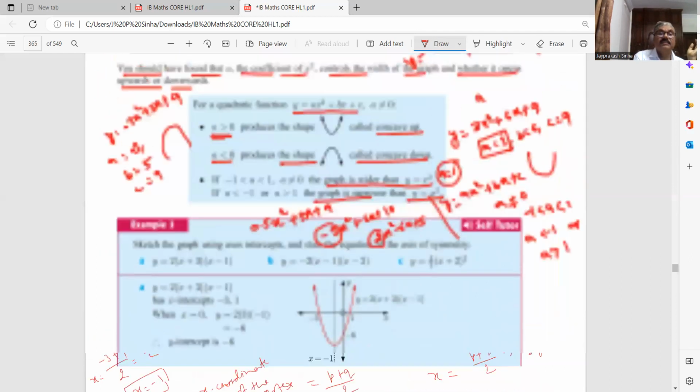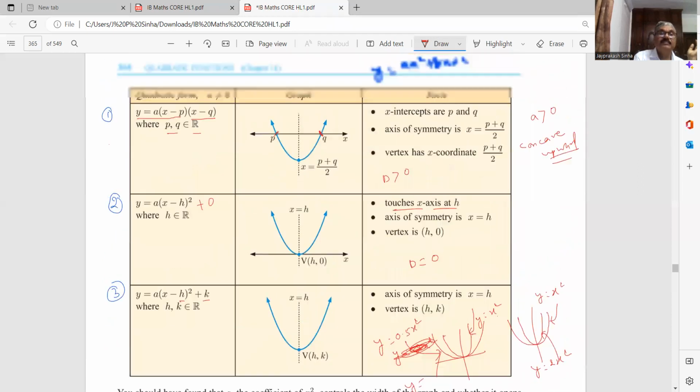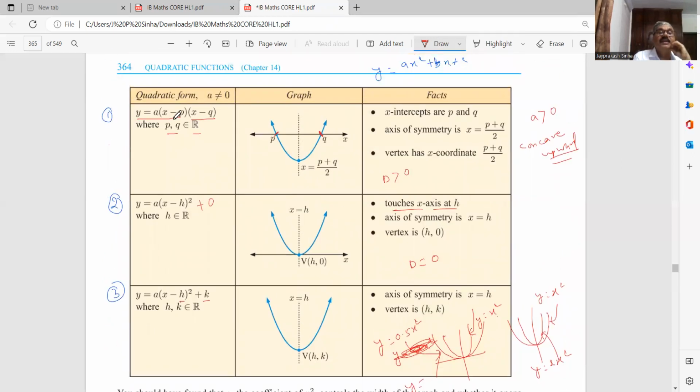So today we learned about the three forms. One form is y is equal to a into (x minus p) into (x minus q), where p and q are members of the set of real numbers. The shape of the graph will be like this. Here we are assuming that a is positive, so the graph will open upward. And here the x-intercepts are p and q. If this is the form, then the x-intercepts are p and q, and the axis of symmetry is x is equal to (p plus q) by 2, and the vertex has x coordinate (p plus q) by 2. This is the case when the discriminant is greater than 0.